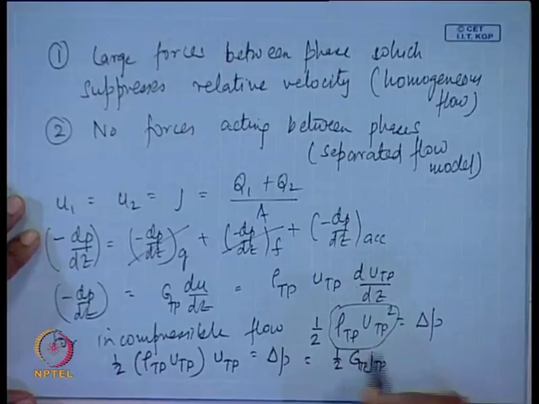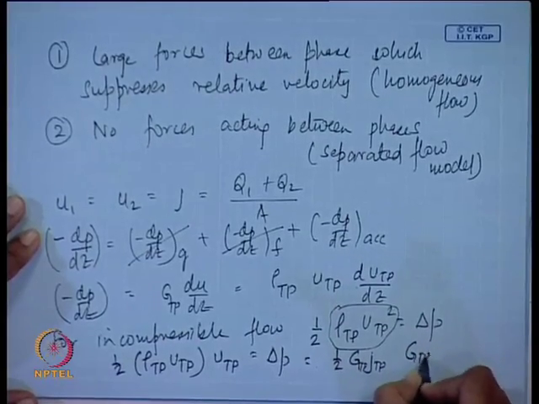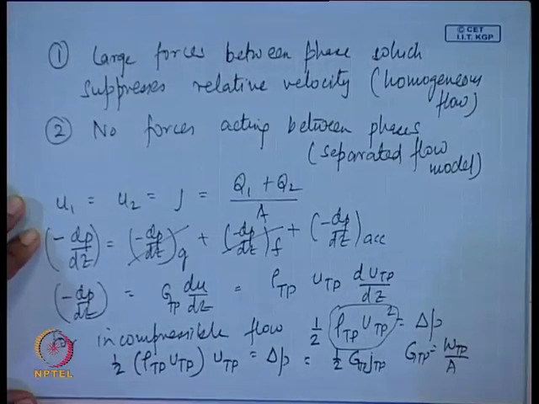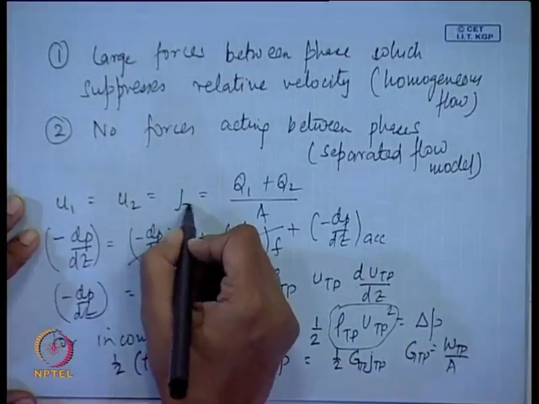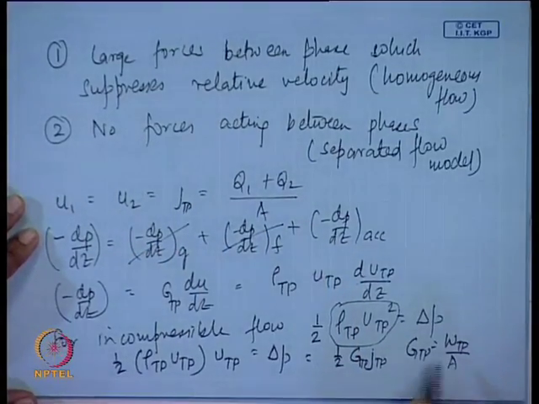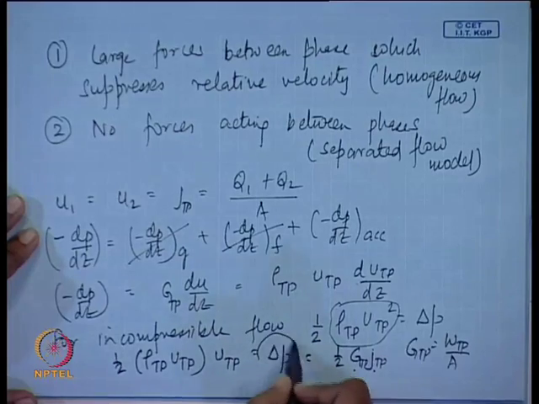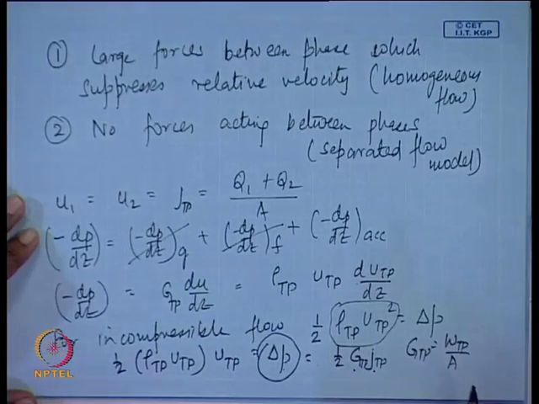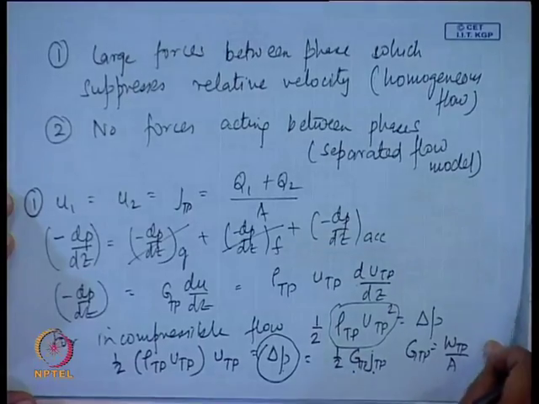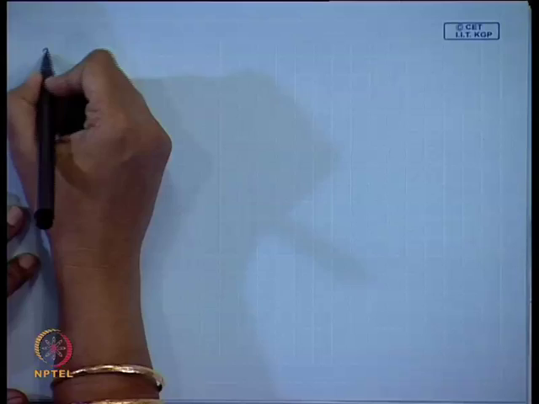So, GTP is nothing but equal to WTP by A, or W1 plus W2 by A, and JTP is nothing but Q1 plus Q2 by A. So, we can very well find out JTP, GTP, and we can find out delta P. We know the final pressure as 1 atmosphere, so we can find out the initial pressure. Very simple problem. This was for the first case. For the second case, what are we supposed to do? For the second case we have already derived the equation.